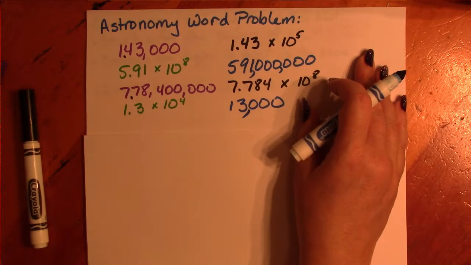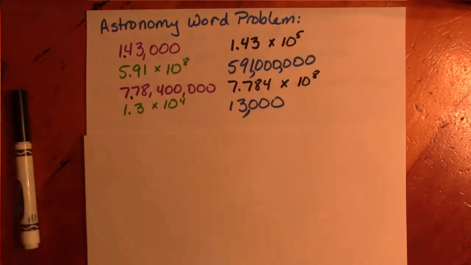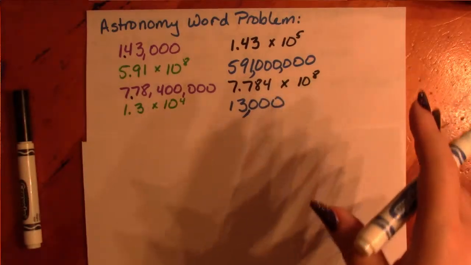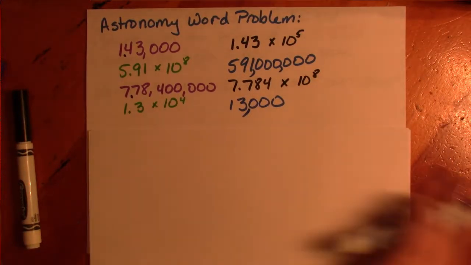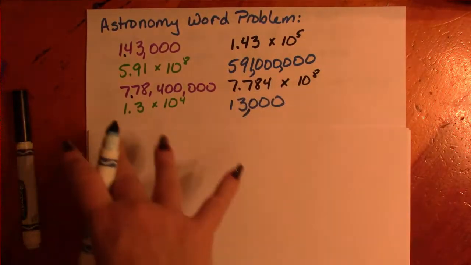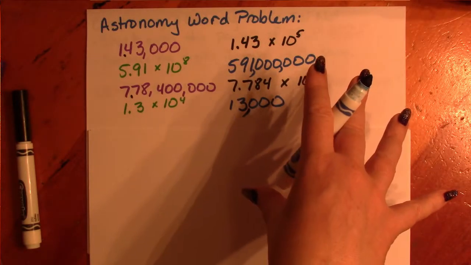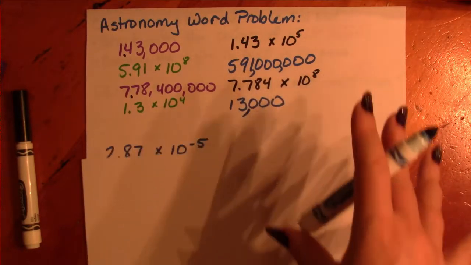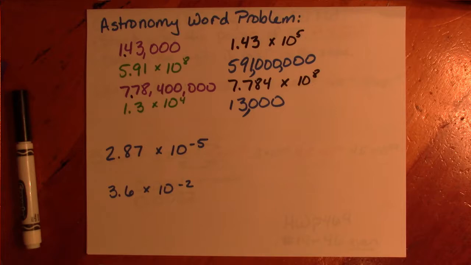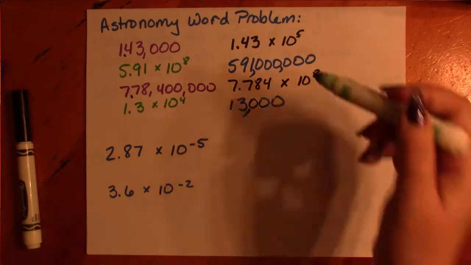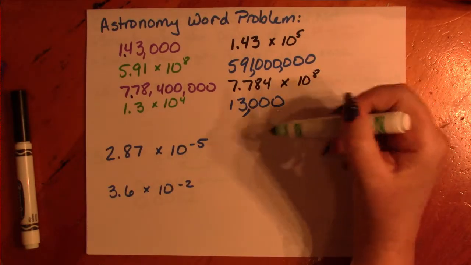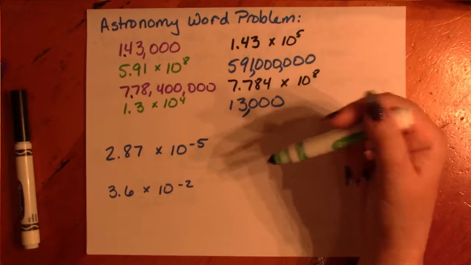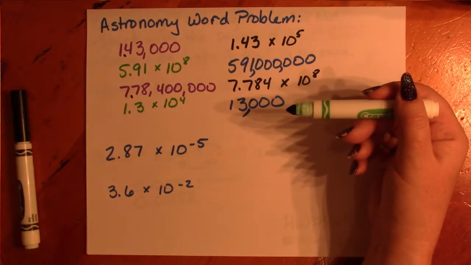The last thing this section asks you to do is to be able to compare and order numbers. So because you didn't have any other scientific notation practice, I'm going to ask you to do these: 2.87 times 10 to the negative 5 and 3.6 times 10 to the negative 2. Because we practiced positives, I'd like you to practice negatives. Push pause here, do these 2 problems, then come back when you're done.